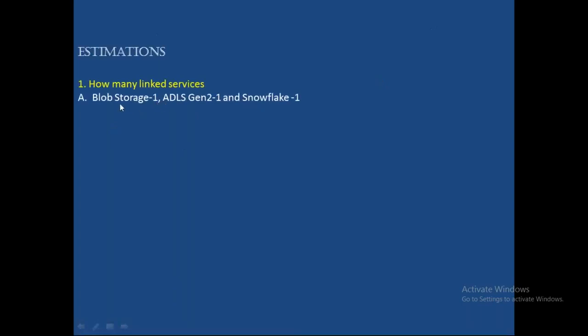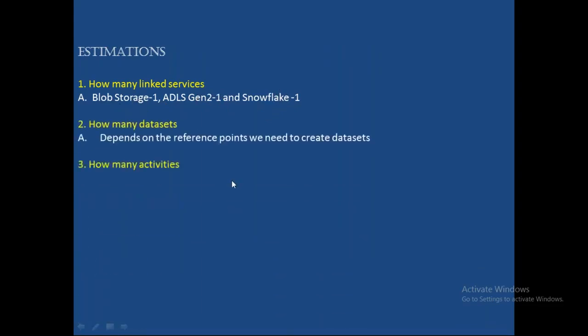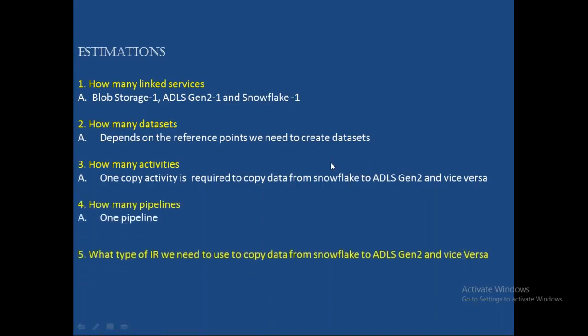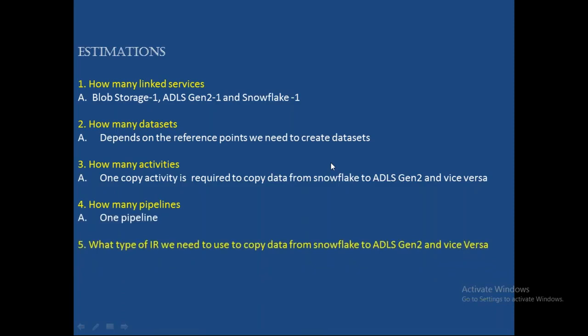Now estimations. So how many linked services? We are going to create a blob storage linked service, ADLS Gen2 linked service, and Snowflake linked service. How many data sets depends on reference points. If you are simply copying, if it is allowing direct copy, then you need only a source data set and sink data set. But if you are using a staging layer, then you need to use a staging data set as well. How many activities? A copy activity is required to copy data from Snowflake to ADLS Gen2 and vice versa. Even if you want to copy data from ADLS Gen2 to Snowflake, you also need a copy activity. How many pipelines? I will create one pipeline. What type of IR do we need to copy data from Snowflake to ADLS Gen2 and vice versa? We need Azure integration runtime.